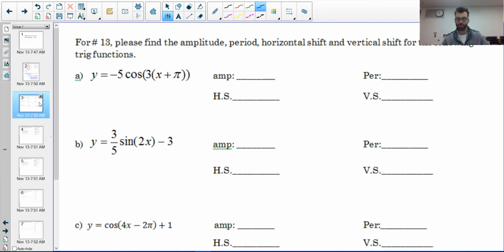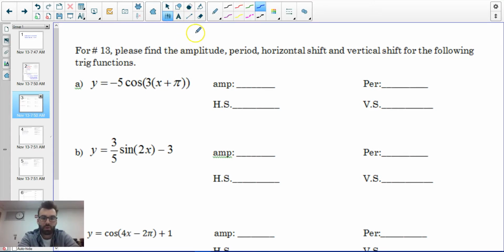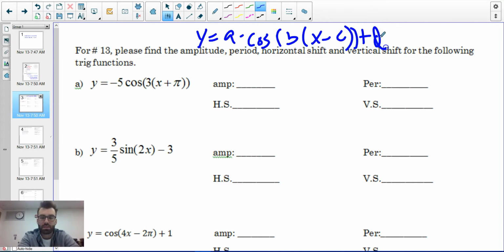Whew. Now we're jumping to number 13. For 13, please find the amplitude, period, horizontal and vertical shift of the following. First of all, remember you have this standard form for our sine and cosine: y equals A times, since our first one is cosine, cosine of B times (x minus C) plus D. The amplitude is the absolute value of A, so that is 5.